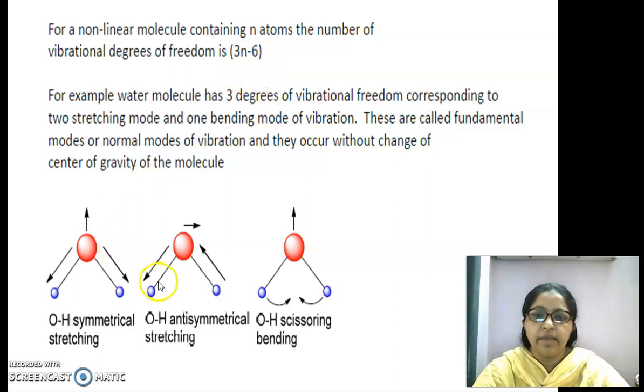How do we take account of it? One is symmetrical stretching, where both the bonds are lengthening similarly, and asymmetric, where one is lengthening and one is shortening, and another is scissoring. Scissoring means both are going in and both are going out. This is scissoring. Now see, these are the fundamental modes or normal modes of vibration, and they occur without change of center of gravity of the molecule.